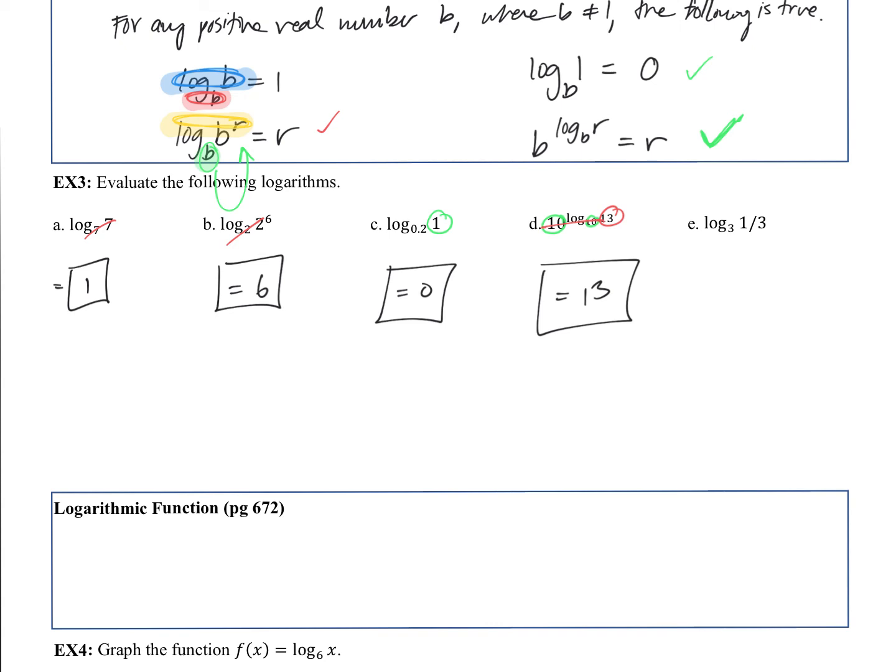And last but not least, ooh, this one's a little complicated. It doesn't match any of mine right now because the bases don't match. However, I see a 3 and a 3, so I'm going to be clever here. Can I rewrite 1/3 as a power of 3? Well, I know 1/3 is the same as 3 to the negative 1 power. So I can rewrite this as log base 3 of 3 to the negative 1. And what do you know? The bases match the argument, so they cancel out, and I'm left with negative 1.